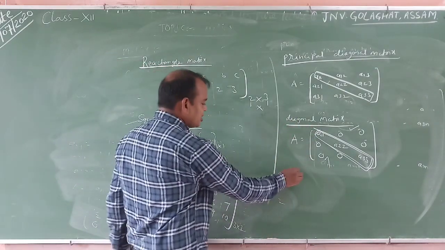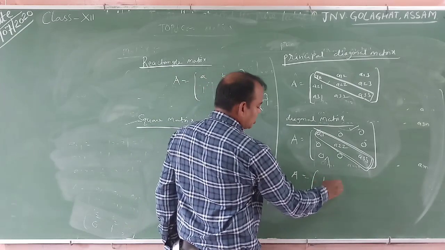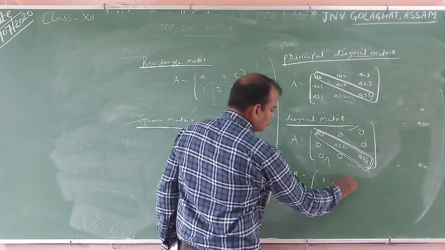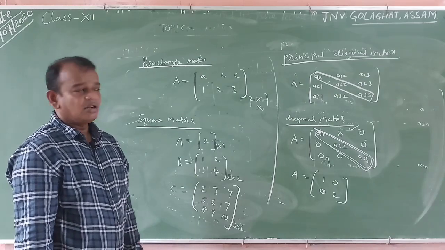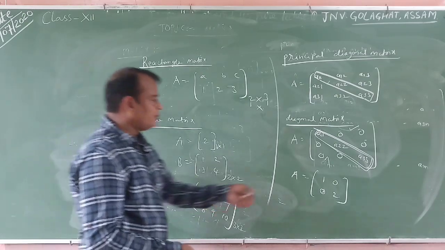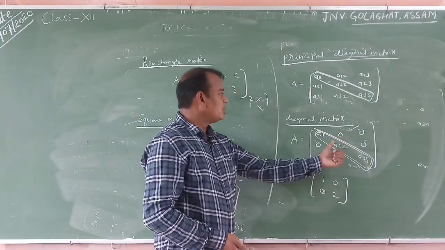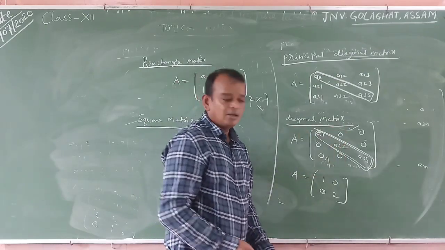Now we can take the example 1, 0, 0, 2. This is a diagonal matrix. Non-principal diagonal elements must be equal to 0. Then the matrix is called a diagonal matrix.